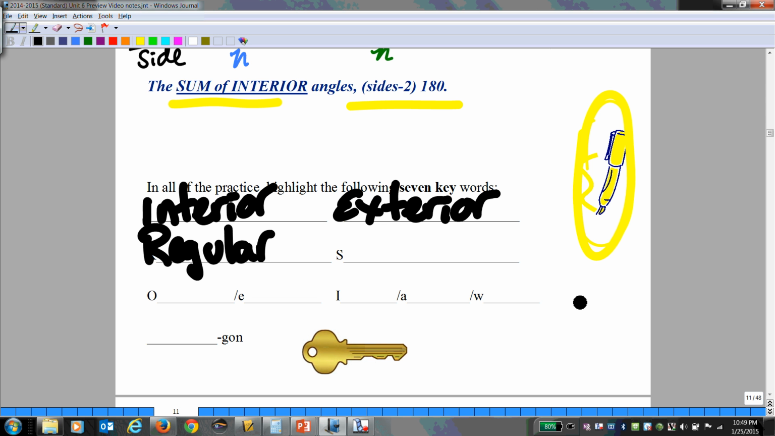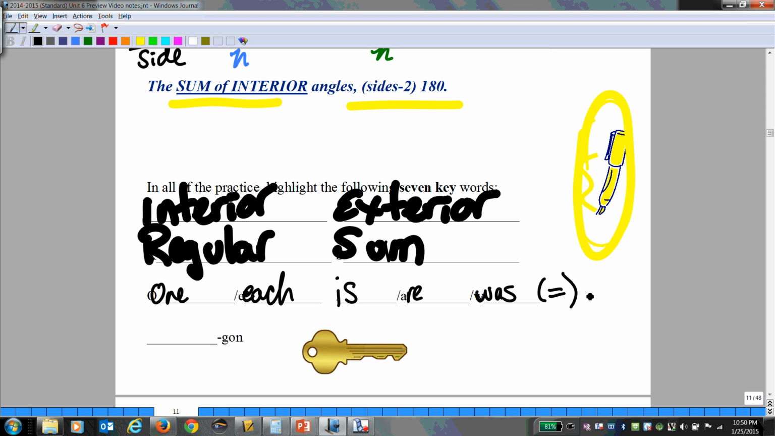Regular. The word sum. Watch out for the words one or each. Watch out for the simple words is, are, was, and were, all of which are versions of equal signs. Keep track of your prefixes. What number gon is it? Is it a hexagon, a pentagon, a heptagon, an octagon? So keep track of your prefixes.